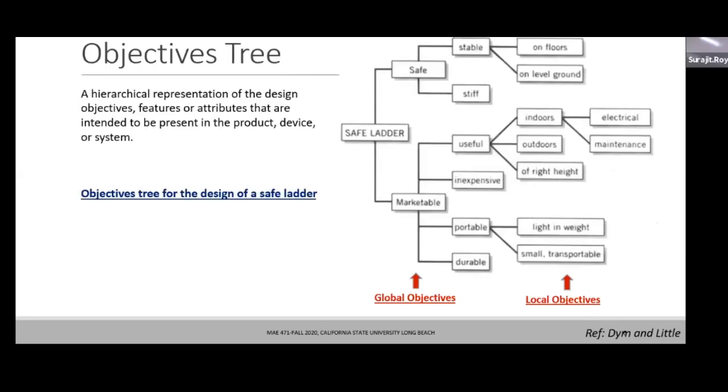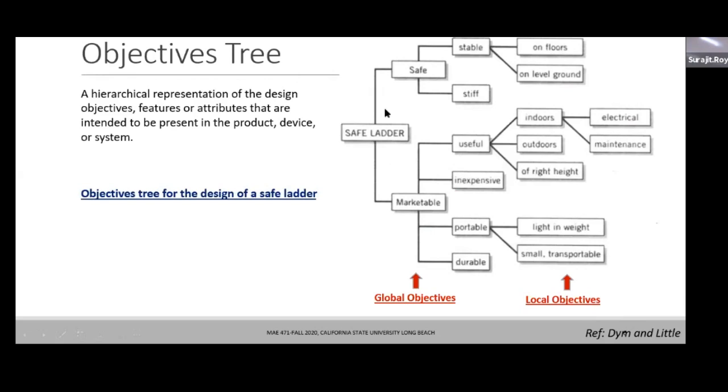Cool. So we have seen the objectives. Now there are certain design tools that are commonly used in textbooks to have a formal representation of the objectives of a design. You actually do a sort of tree structure, which we call an objectives tree. So this is one specific example from the textbook where the top level requirement is that you have to design a ladder, a safe ladder.